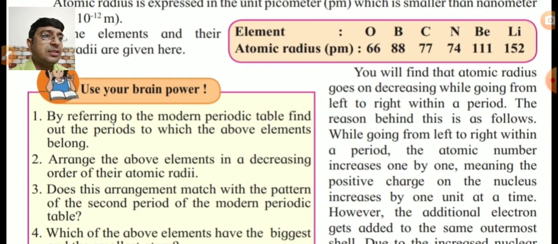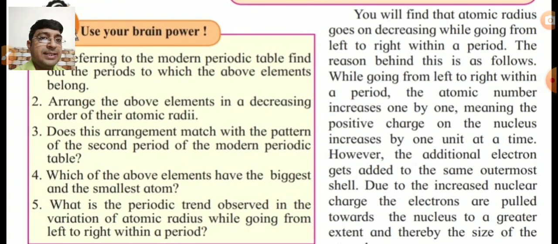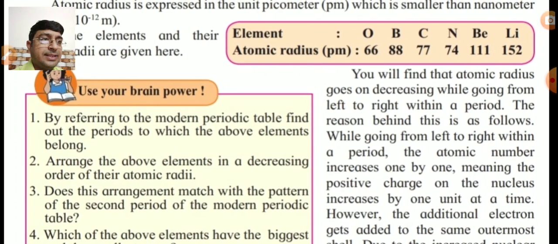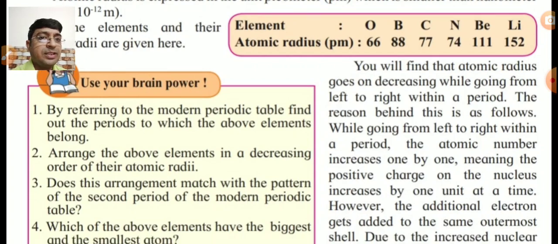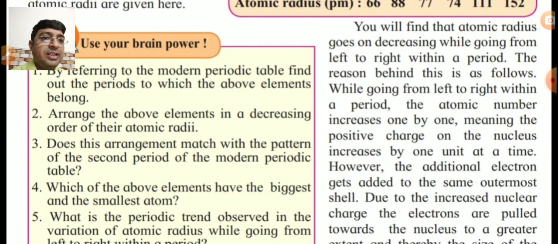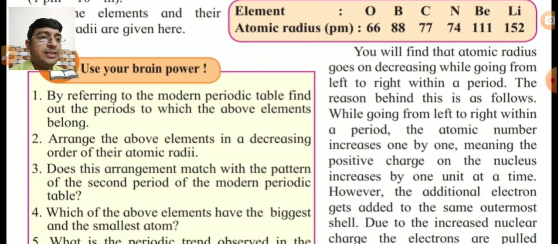So which is the first one? Lithium, then beryllium, then boron, then carbon, then nitrogen and then oxygen. This is the decreasing order of their atomic radii. See again: lithium, beryllium, boron, carbon, nitrogen and oxygen. This is the answer of the second question. Does this arrangement match with the pattern of the second period of the modern periodic table? Yes, as per the atomic size decreasing, that order is a match.